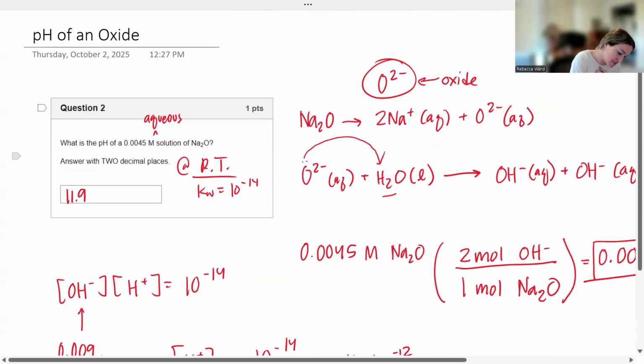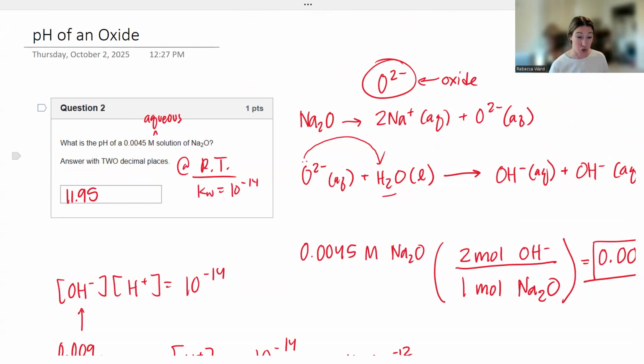And then I'm going to stop and ask myself, does that make sense? I put in sodium oxide, that's a strong base, and I wound up with a pH much higher than 7, so it's a basic solution, and that tracks. That makes logical sense. I put in a base, I have a basic solution.